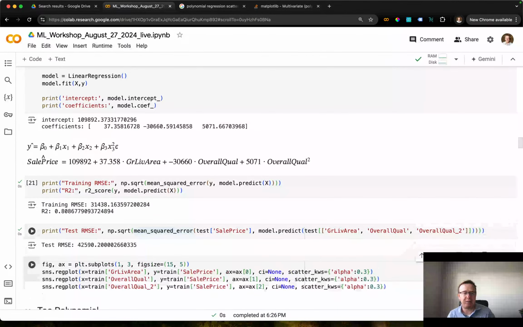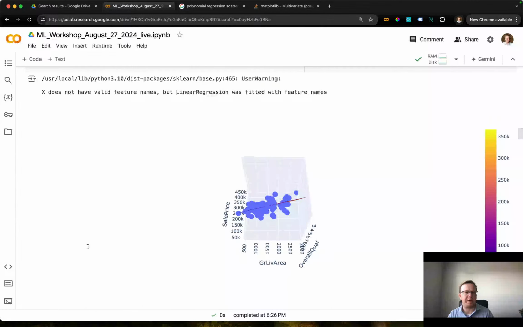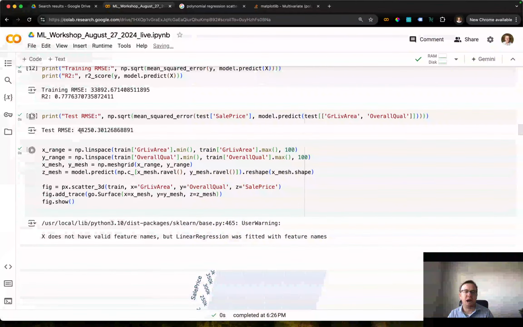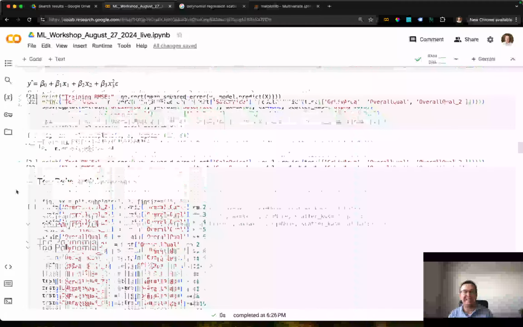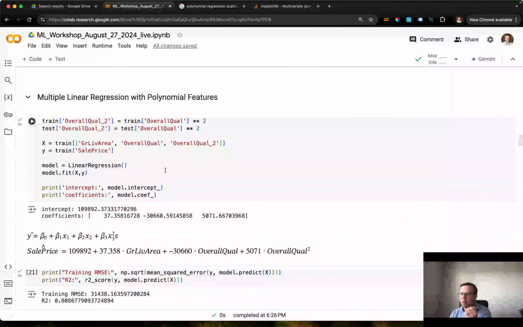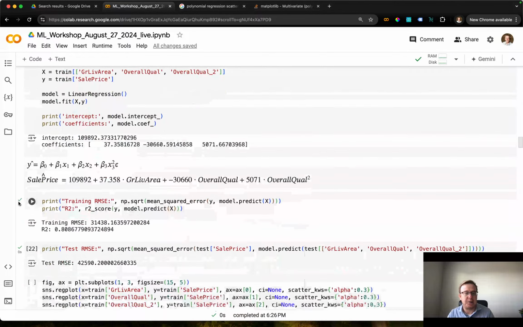Let's see what happens to our test root mean squared error. So we got 42.5, whereas before we had 44.2, right? So our model is generalizing better to unseen data as well. So adding this polynomial feature is capturing something about the model that's not just noise. It's capturing something about the shape that maybe overall quality on its own was not fully capturing. So our model is getting better, but we still see some overfitting of about $11,000.